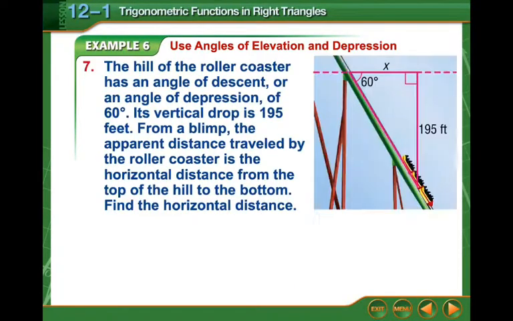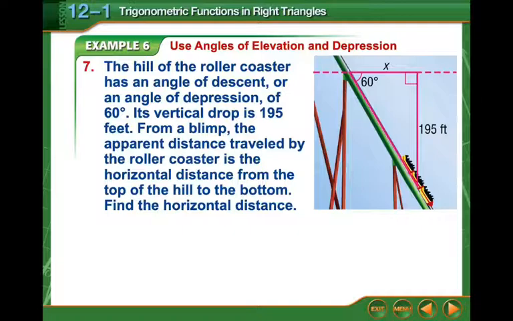Same idea here. This one's an angle of depression instead of elevation now. The hill on a roller coaster has an angle of descent, or an angle of depression, of 60 degrees. Its vertical drop is 195 feet from a blimp. The apparent distance traveled by the roller coaster is the horizontal distance from the top of the hill to the bottom. We want to find that distance.